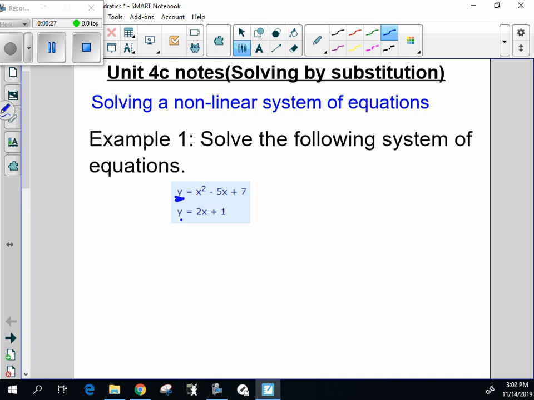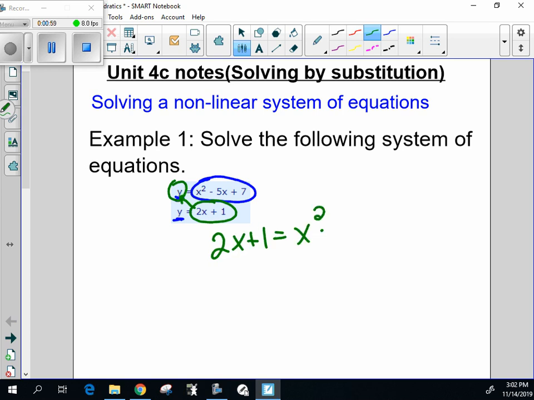Your first goal, the easiest way to do this, is to solve for y in each equation. These are already solved for. In the top equation, y equals x squared minus 5x plus 7. In the bottom equation, we have y equals 2x plus 1. Since y equals both of them, you can just set them equal to each other. Or you could think of it as substituting one of the what y equals in for the other. So substituting 2x plus 1 in for y, and you're left with an equation. We need to solve this equation.